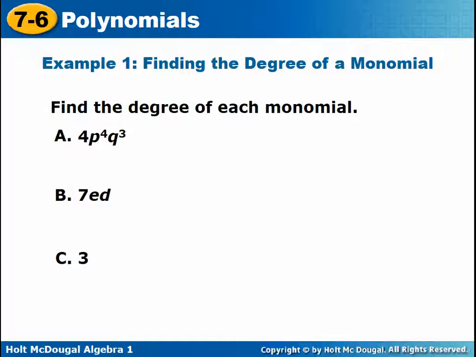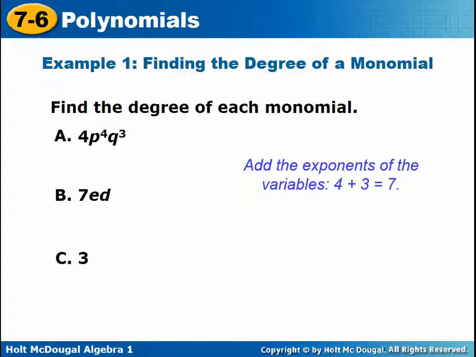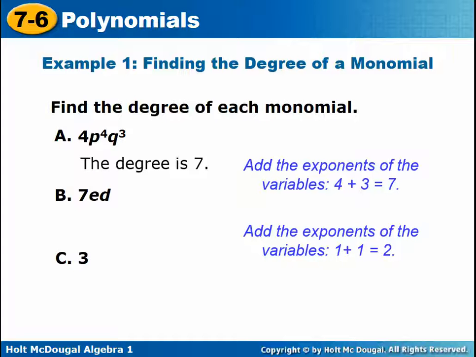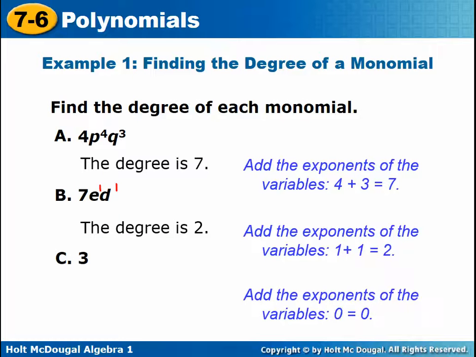Let's find the degree of each of these. In A, you would add the two exponents together. So 4 plus 3 is 7, so the degree is 7 for A. In B, we would add the exponents of 1 and 1 together to get 2. Remember that any variable without an exponent really can have an exponent of 1. And in the last one, that is a degree of 0 because a constant has a degree of 0.